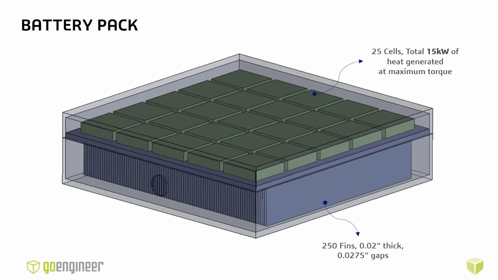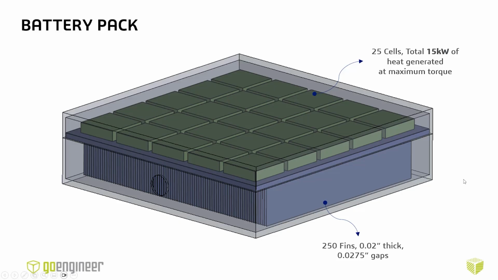Now, that's a small case. Let's look at something a little larger that I can still solve on my computer. This is a very generic sample of what might be out there. The idea is that there are 25 battery cells. These are those green blocks with a lot of power being generated, 15 kilowatts. Right now I'm starting with 250 fins at the bottom, about 0.02 inches thick.